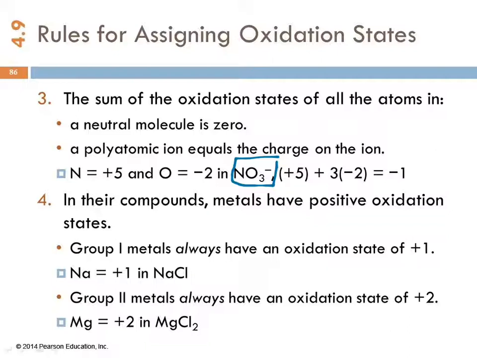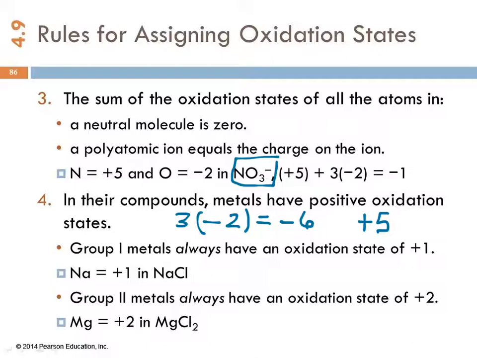So from the rules, the first one was fluorine, hydrogen, oxygen. So the oxygen is going to have a -2 state, right? And there's 3 of them. So that gives us oxidation states of -6. This has a -1 charge. The oxidation states have to add up to -1. If we've got -6, there's 1 nitrogen in there, it must be +5.